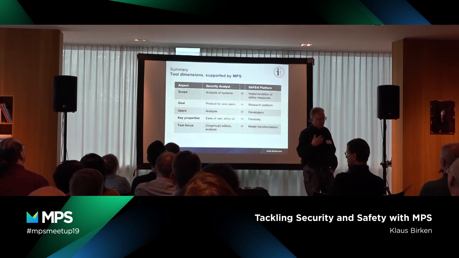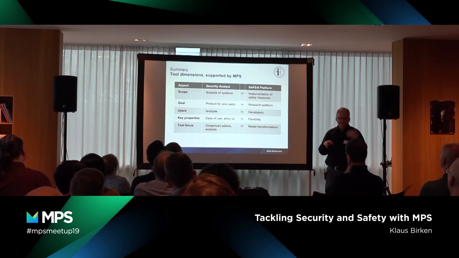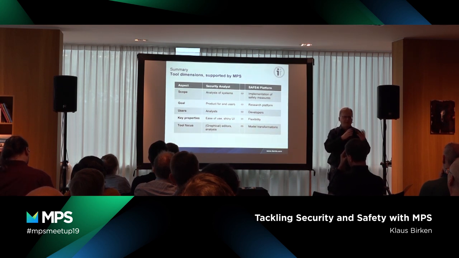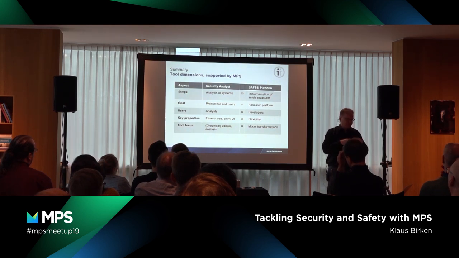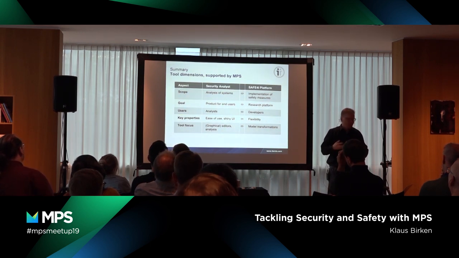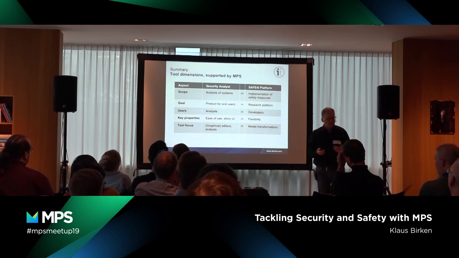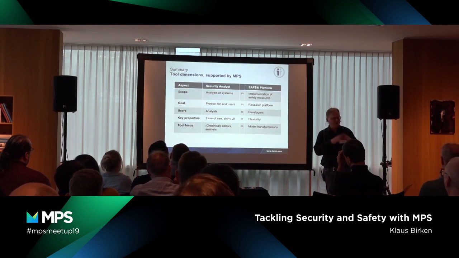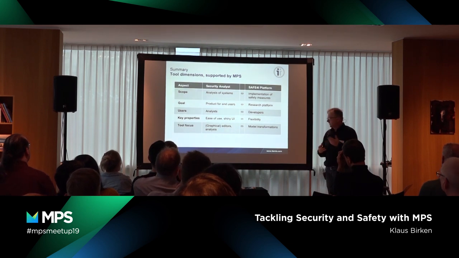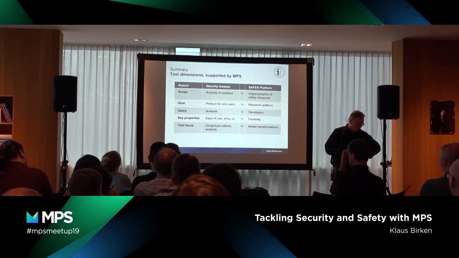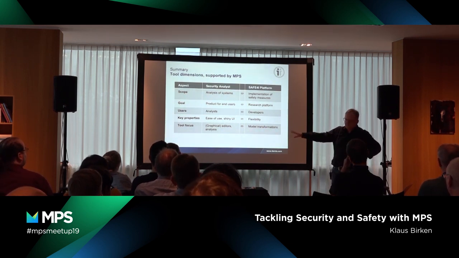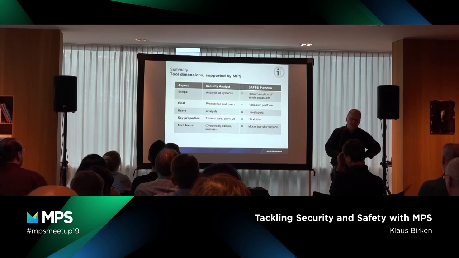And again, these are the tool dimensions I tried to explore here. One is the scope. On the one hand, we saw the analysis of systems. On the other hand, the actual automatic implementation of measures. Then the goal: in the one case, it's to build a product for end users, for non-programmers. And on the other side, we want to build a research platform. The key properties on the left side are ease of use and a shiny UI. Everybody can use it quickly without much training. And on the other side, flexibility and the power of building new things. And resulting from this, the tool focus is graphical editors and analysis in the security analyst tooling, and model transformations in all kinds of styles in the SafeOI platform.